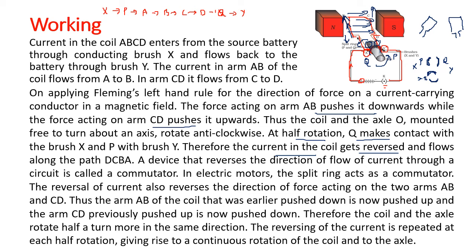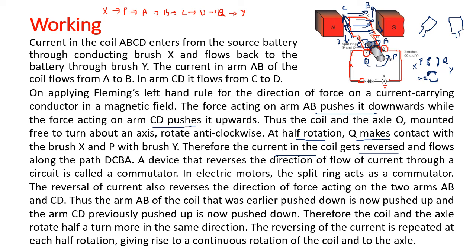So the coil has also changed position. Now A is gone here, B has reached here, C has reached here and D has reached here, and the current is now reversed. How is the current reversed? Now the current is not going from C to D, but it is going from D to C.